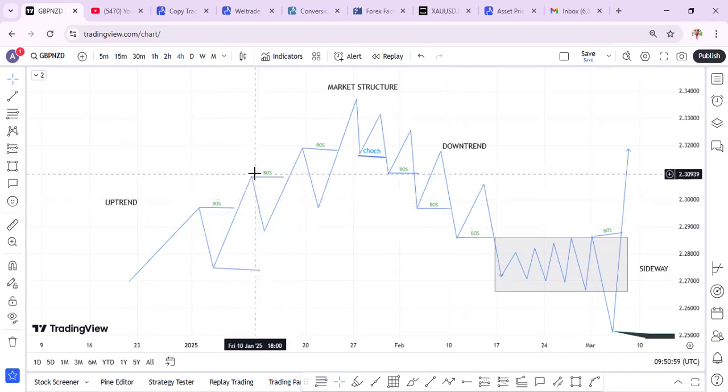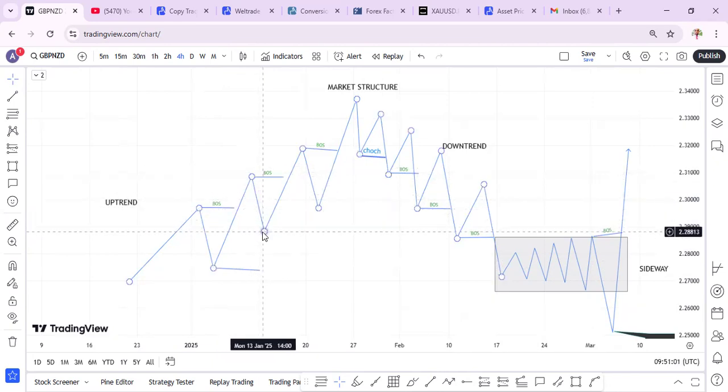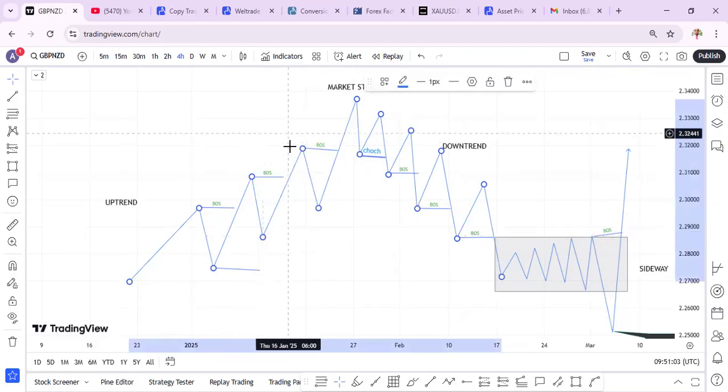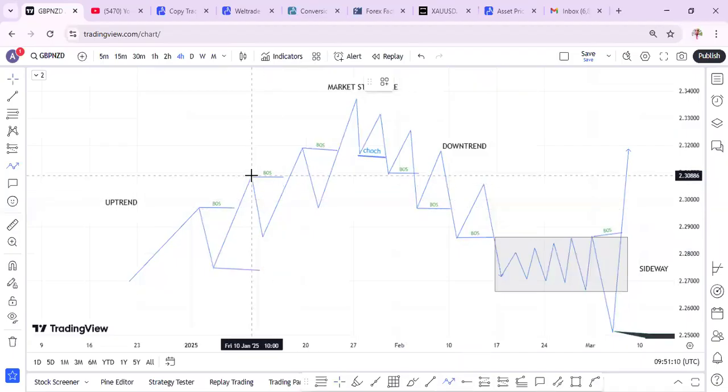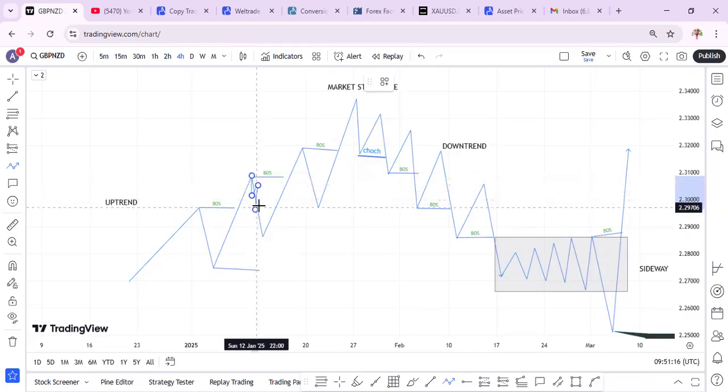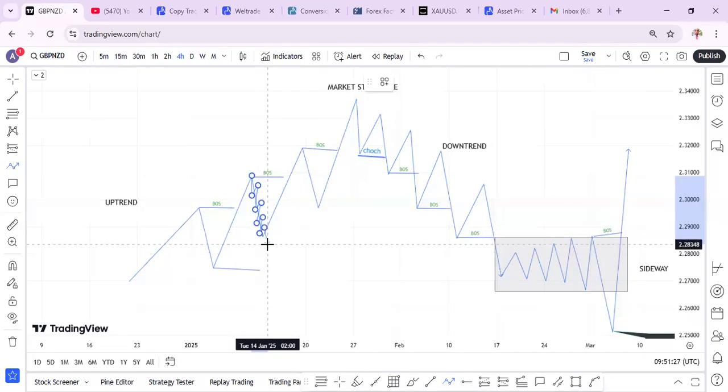Let's say we are in 4 hours. A pullback will come to this range before continuing. Now, in a smaller time frame, this is what will happen. We have a major swing. We now begin to have what we call fractal. Maybe in 1 hour or 15 minutes, we will have the market giving us a downtrend. Then it will not change.